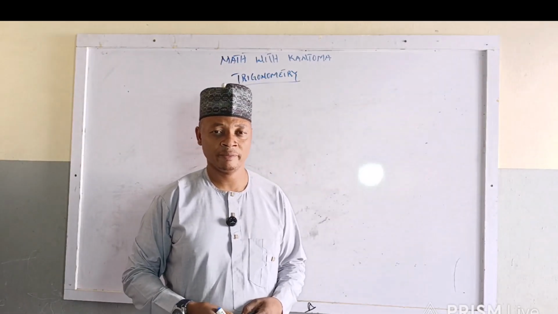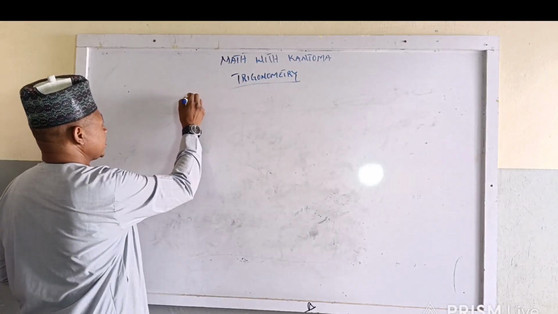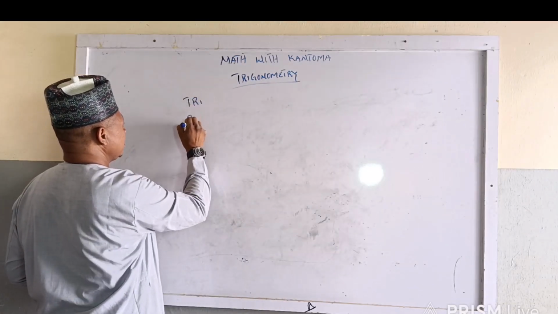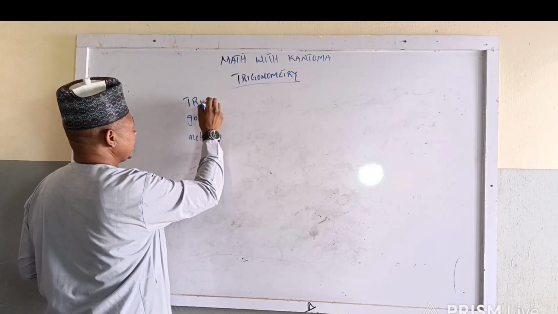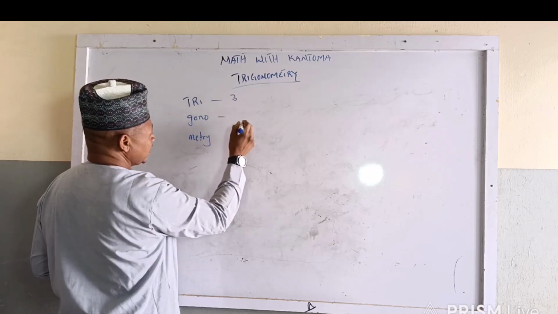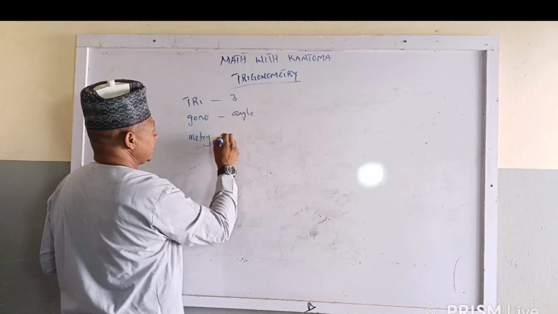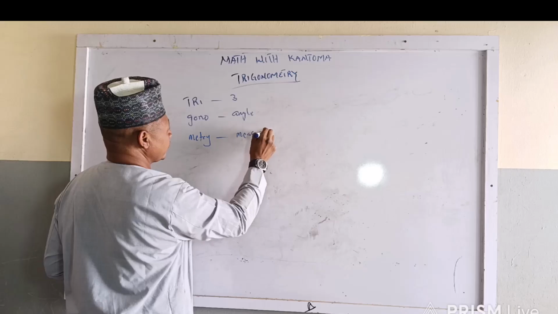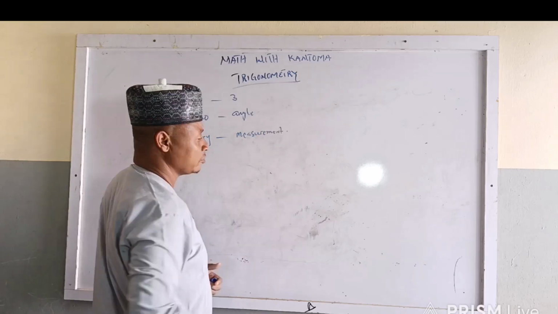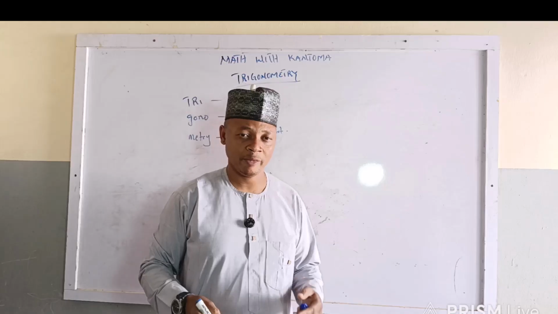Trigonometry is derived from a Greek or Latin word, three Latin words, which are tri, gono, and metry. Tri means three, gono means angle, and metry means measurement. So literally, trigonometry means three angles measurement.